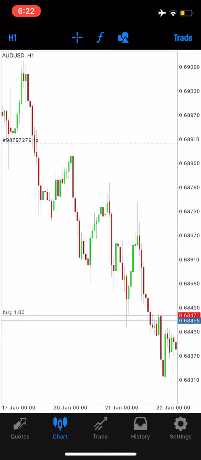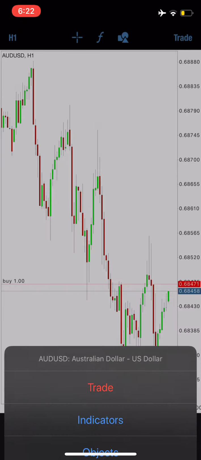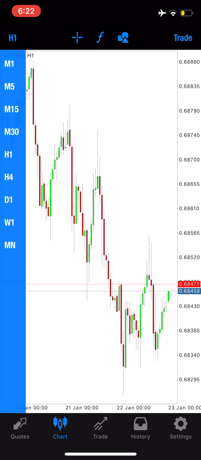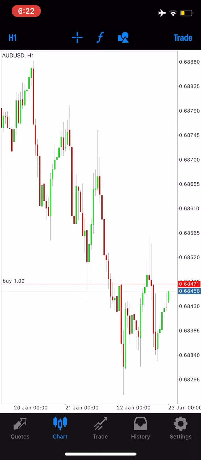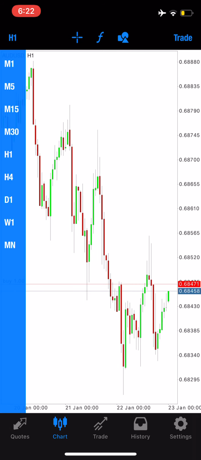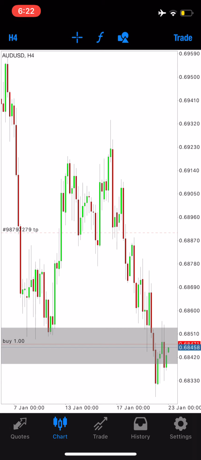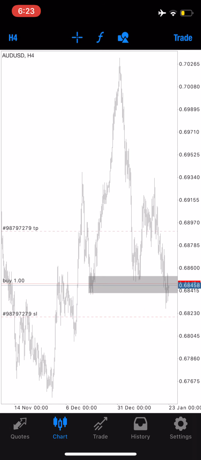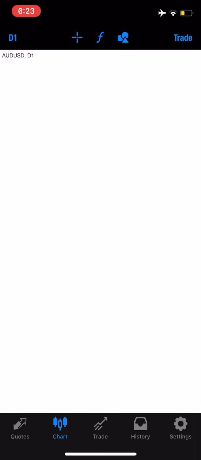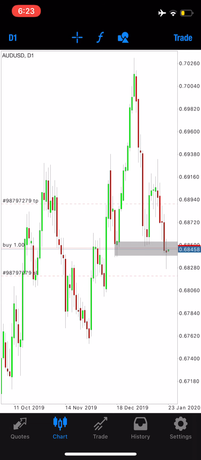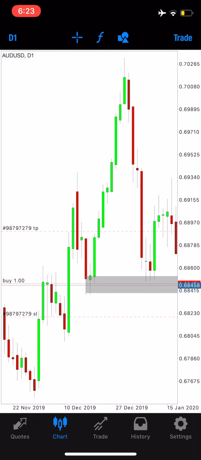Let's zoom out. We're on the 1 hour chart now. To change the time frame, you tap the 1H, and then you have the different time frames, right? 1 minute, 5 minute, 15 minute, 30 minute. We're gonna go to the 4 hour, which is the H4, right? And then you have daily, weekly, right? So we're on the H4, the 4 hour time frame, and I'm just zooming out to show you. Let's go on the daily, as a matter of fact.